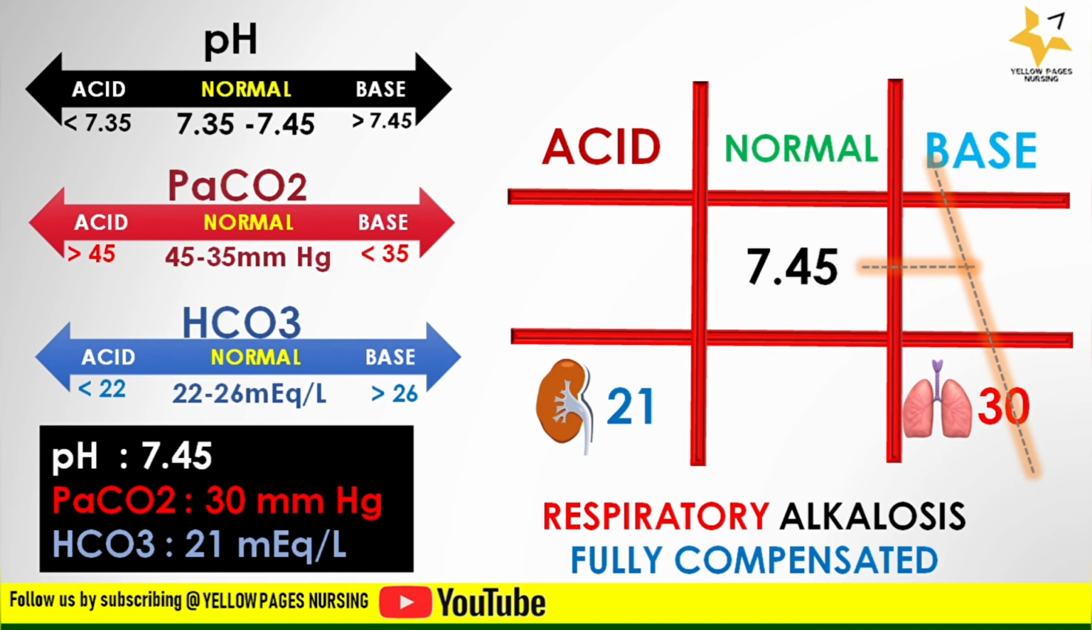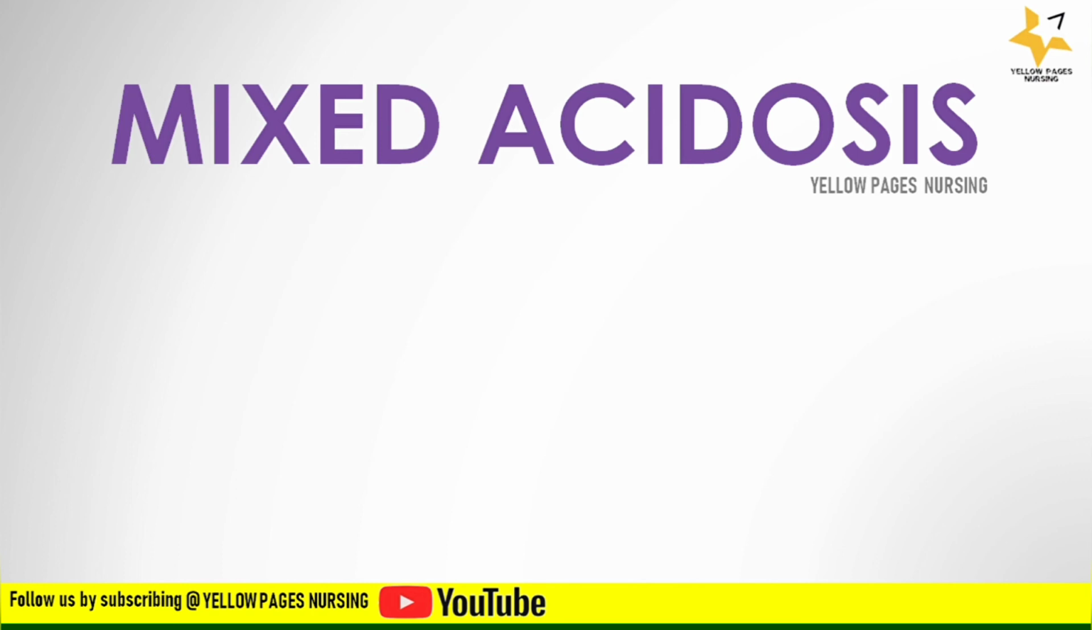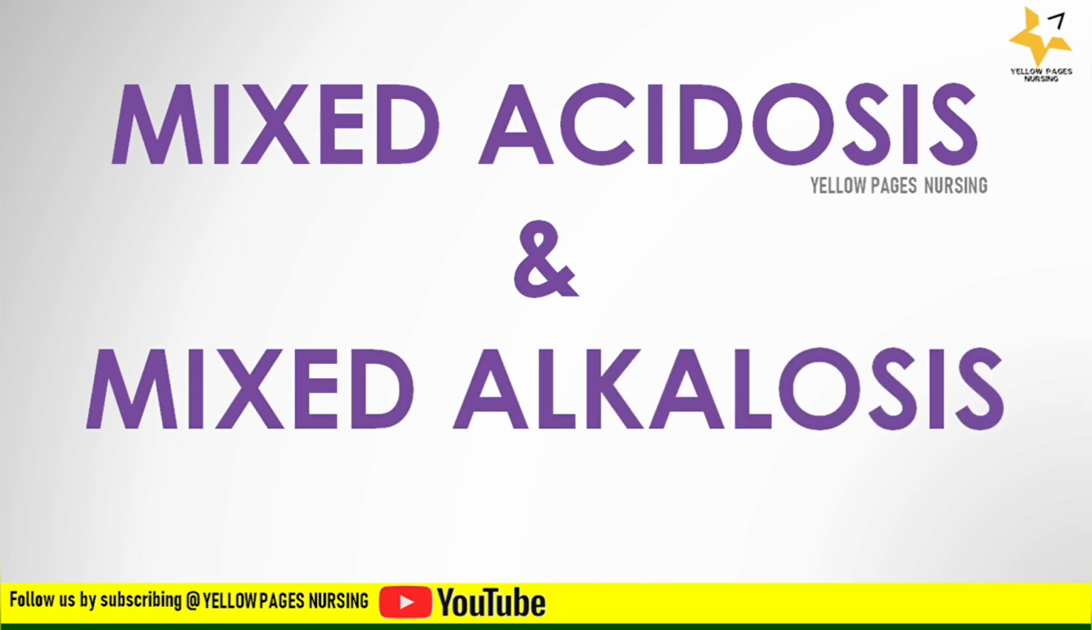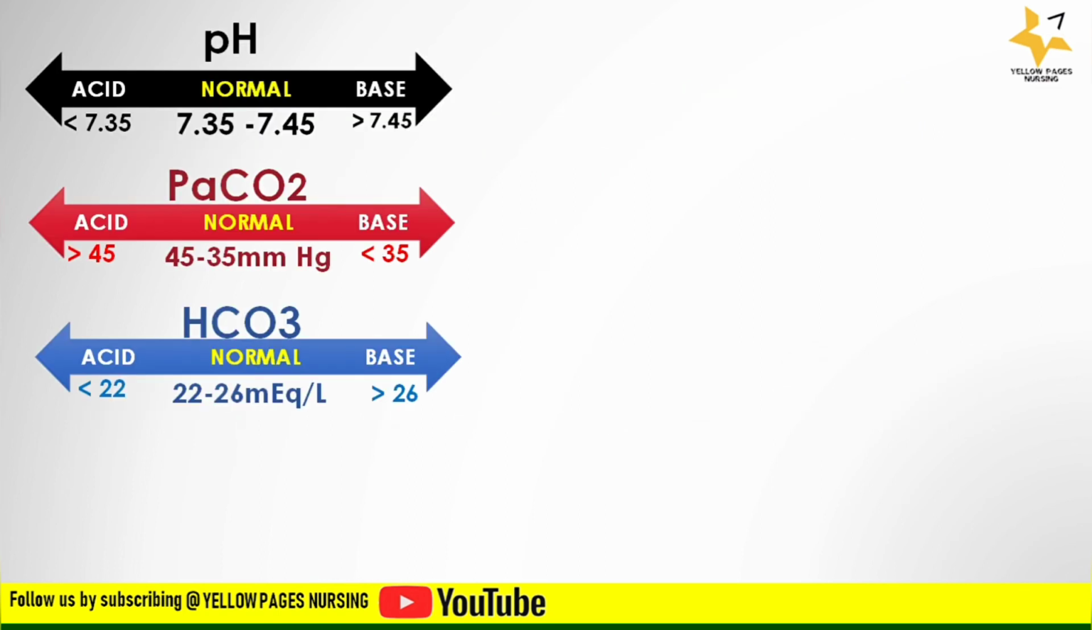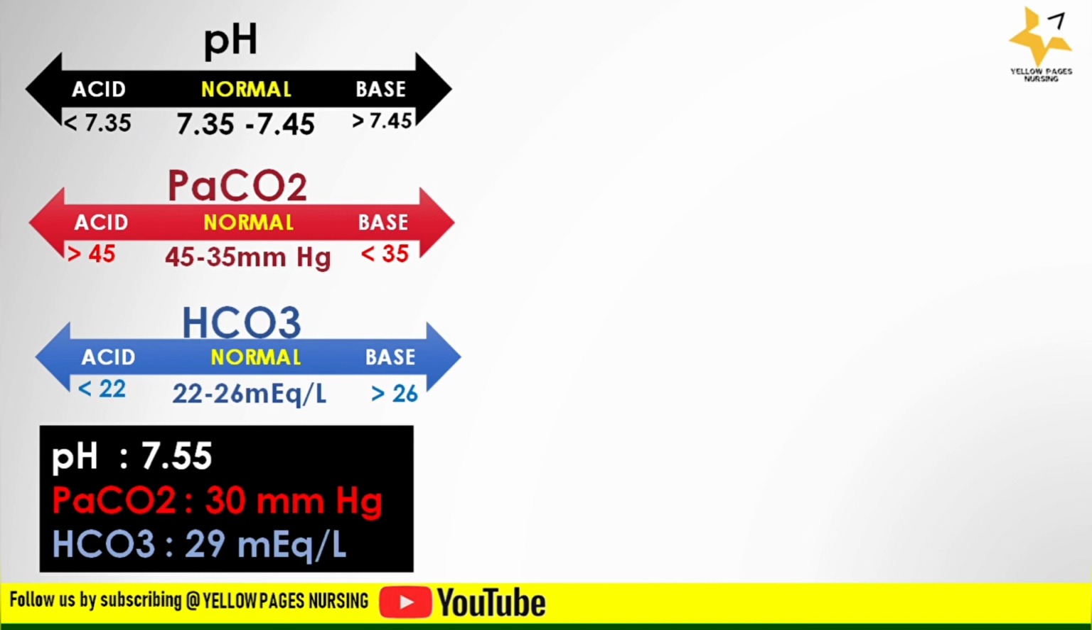Now, let's discuss what is mixed acidosis and mixed alkalosis. Mixed acidosis means respiratory and metabolic acidosis combined together, and mixed alkalosis means respiratory and metabolic alkalosis combined together. Let's discuss with some of the examples. First example, pH is 7.55, PaCO2 is 30 mmHg and bicarbonate is 29 milliequivalent per liter.